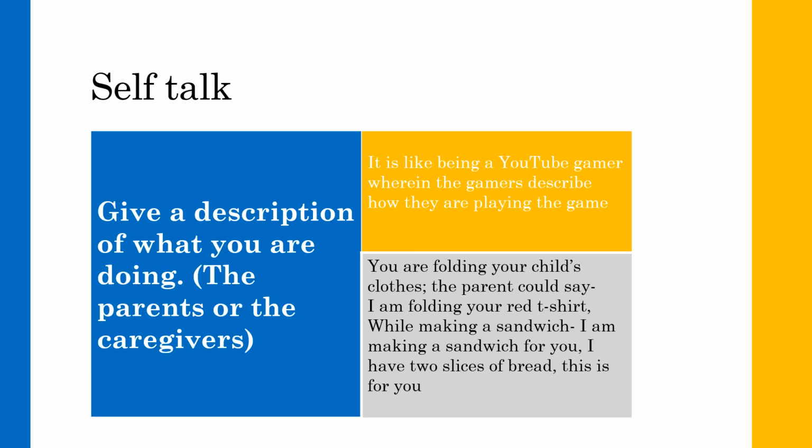In self-talk, you're giving a description of what you're doing. It's like being a YouTube gamer, wherein the gamers describe how they're playing the game. Say, for instance, you're folding your child's clothes. You could say, I'm folding your red t-shirt. While making a sandwich, you could say, I'm making a sandwich for you. I have 2 slices of bread. This is for you. So you are describing what you are doing.